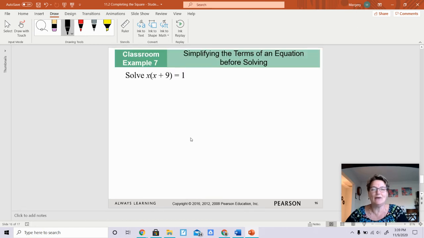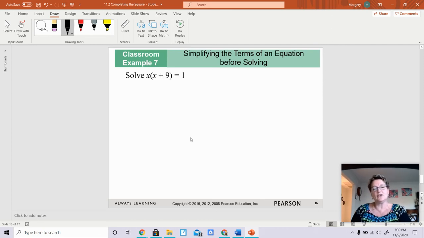Perfect. Now here it says simplify the terms of an equation before solving. Now, this one's kind of tricky. You must distribute the x. Right now, it is not a perfect square trinomial. You can't solve this because it's not set equal to 0.